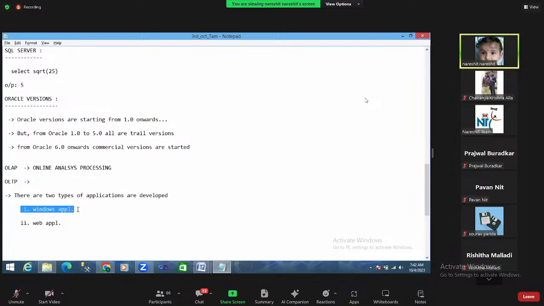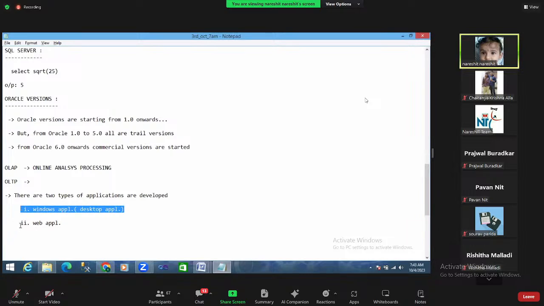Windows applications are also called desktop applications. These applications support only a single system, like games actually. Generally gaming applications are desktop applications. But nowadays, in games also web applications are developed. PUBG is one of the web applications, na? Yes. But generally, gaming applications are developed using Windows applications because these applications support only a single system.